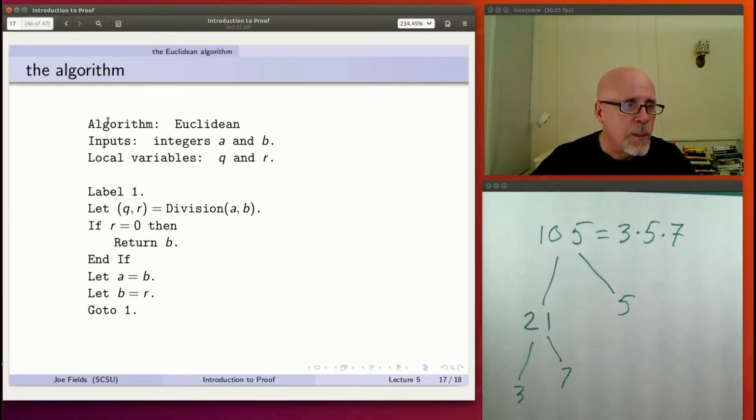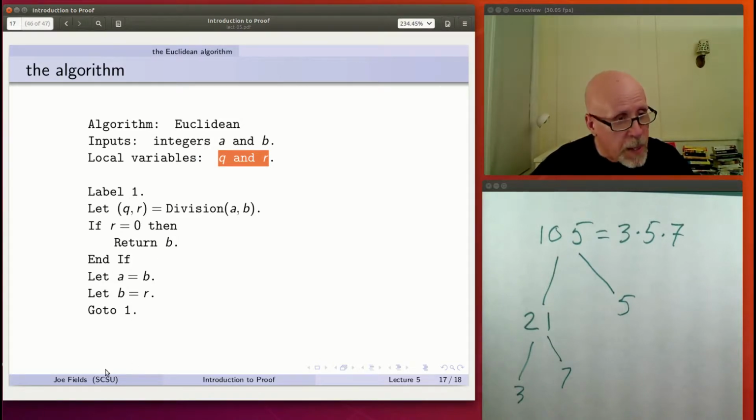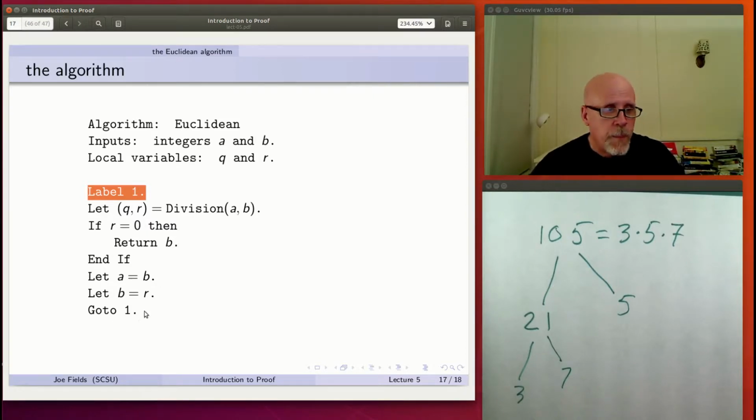Like I did before, I put some stuff up front to just give a name for the algorithm and talk about what its inputs are and what variables we use on the inside of the algorithm, so-called local variables. It's Q and R. Like before, I have a main loop, a single main loop. And so there's a go-to one at the end and there's a label one at the beginning. Those things mark off the statements that'll be run over and over again.